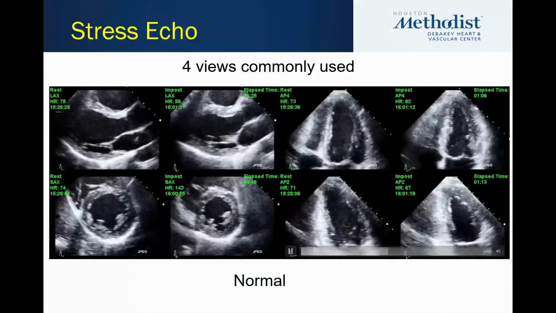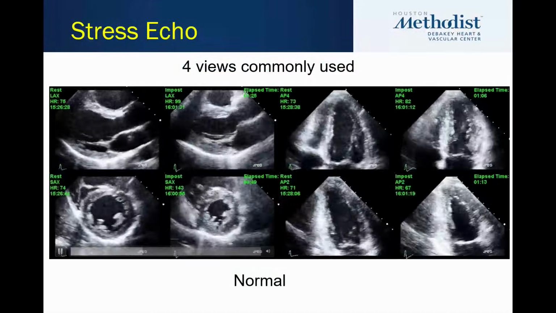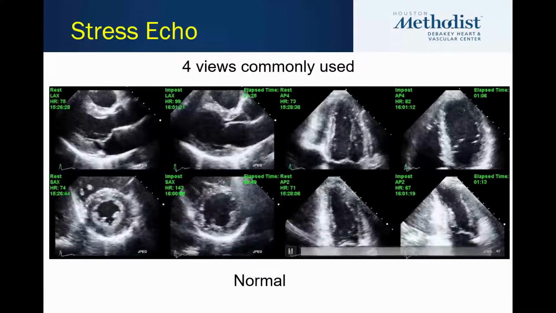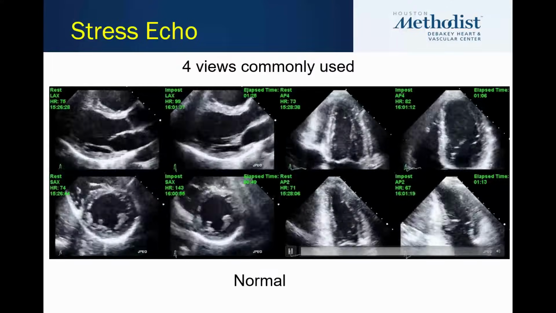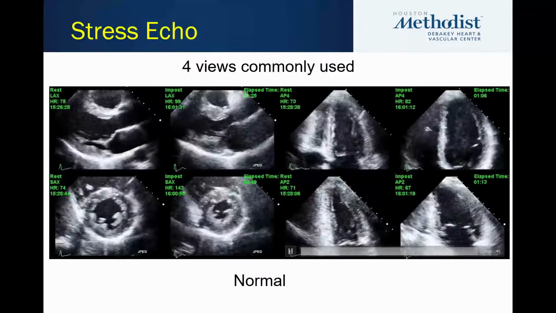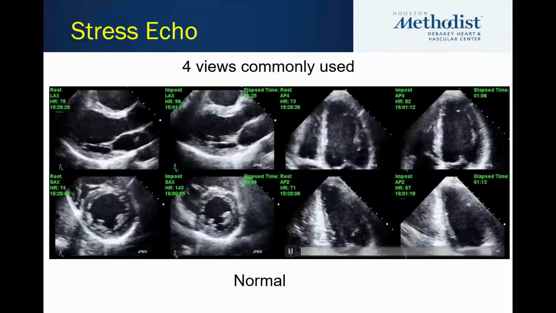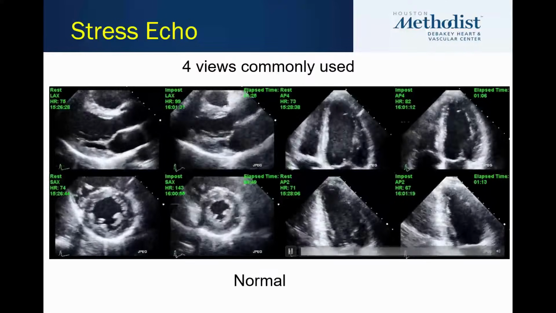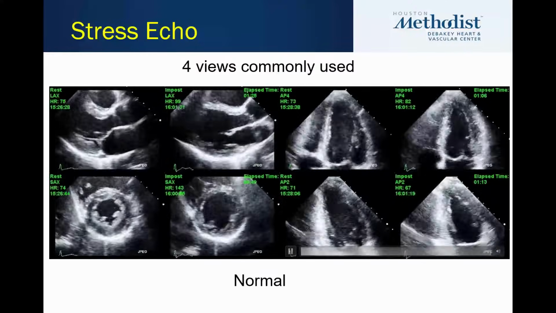And these are the common views that are used: parasternal long axis and short axis, and then the apical 4 and the apical 2-chamber view. And with good quality of images, you can certainly see every distribution of the coronary arteries.